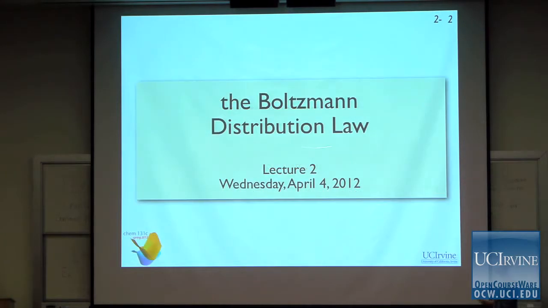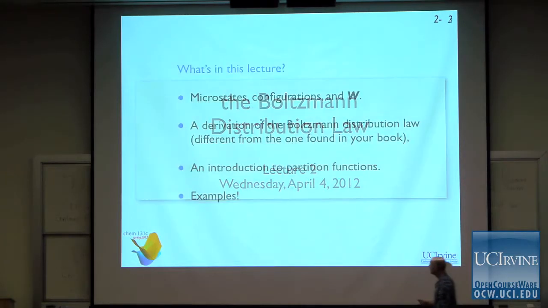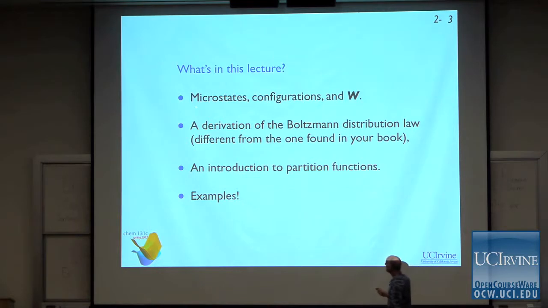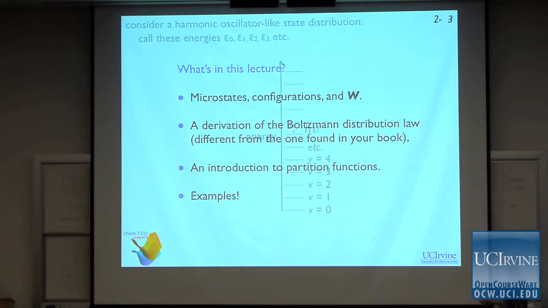We're talking about the Boltzmann distribution law today. It will be about microstates and configurations and W. We're going to derive the Boltzmann distribution law using a slightly different approach from the one that's taken in your book, because you can read what's in your book already. You don't need to hear me regurgitate that to you. I'm going to introduce you to partition functions. We're going to do a few examples.